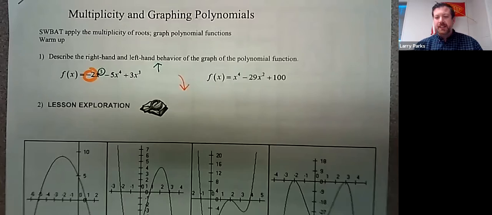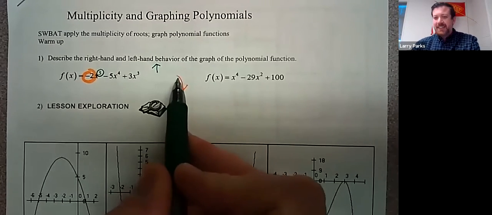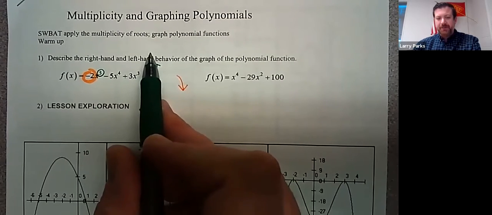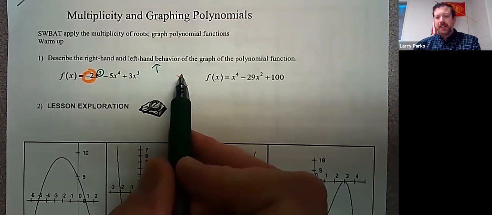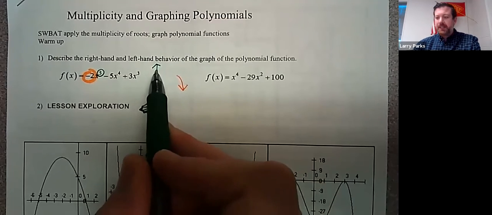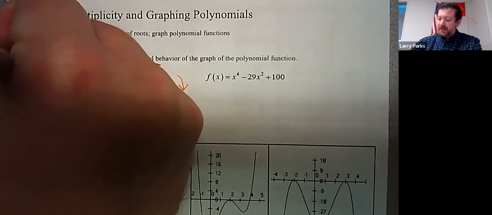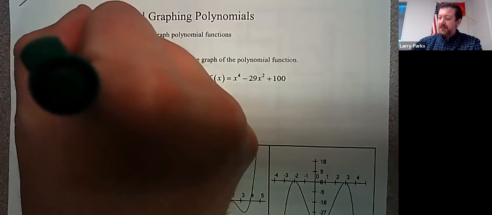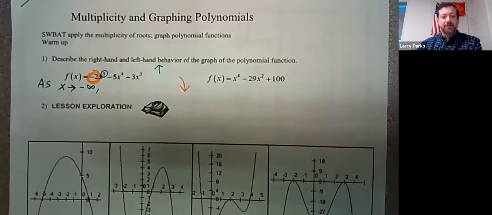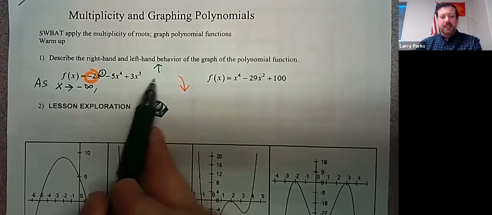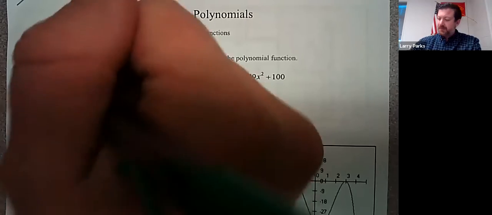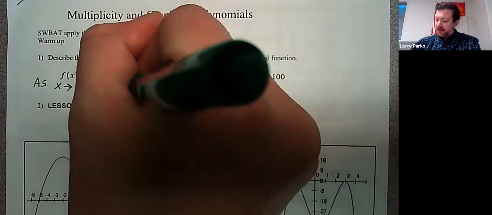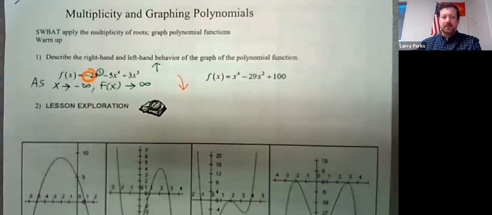on the left. Now, the way we say that is as x goes to the left, the function goes up. As x goes to the right, it goes down. So I'm going to write this. As x travels to the left forever, the function goes up forever.